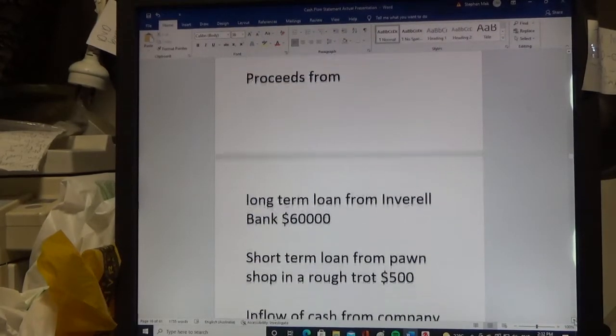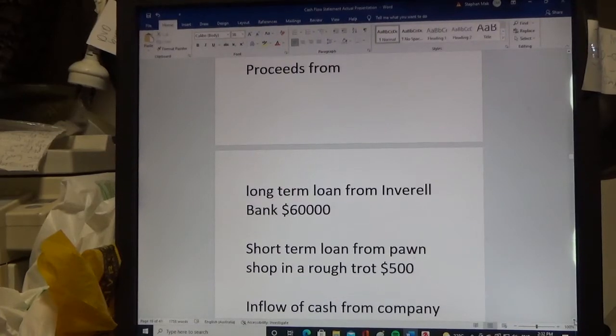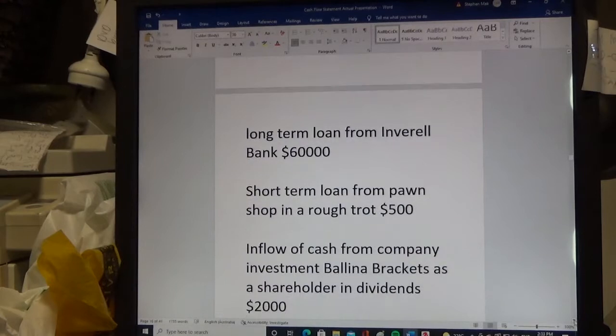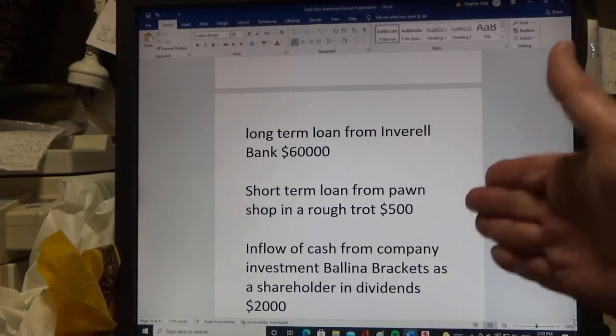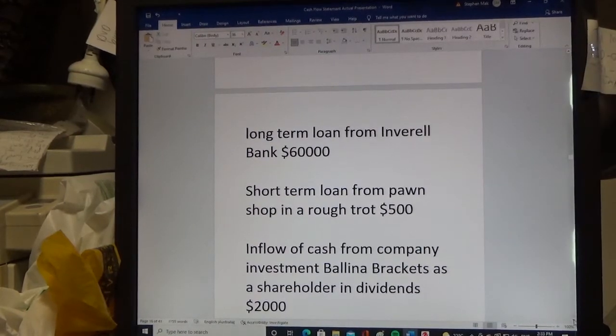I used to see ads for companies trying to get debenture holders. Long-term loan from Envero Bank. So the bank loans money to the company, so the cash flow is positive, even though the interest and principal have to be paid off in the long run. In the short term, they generate cash from the loan.